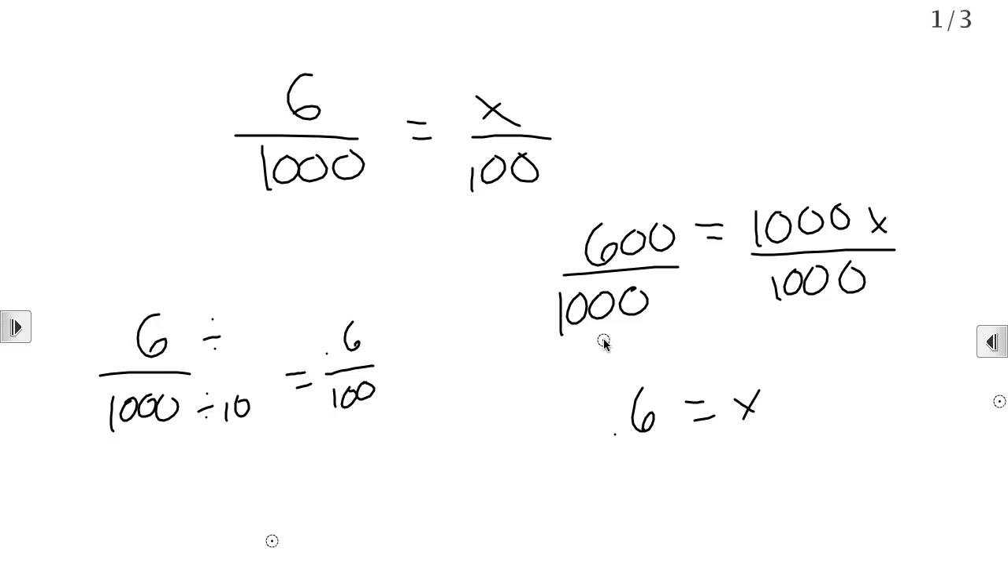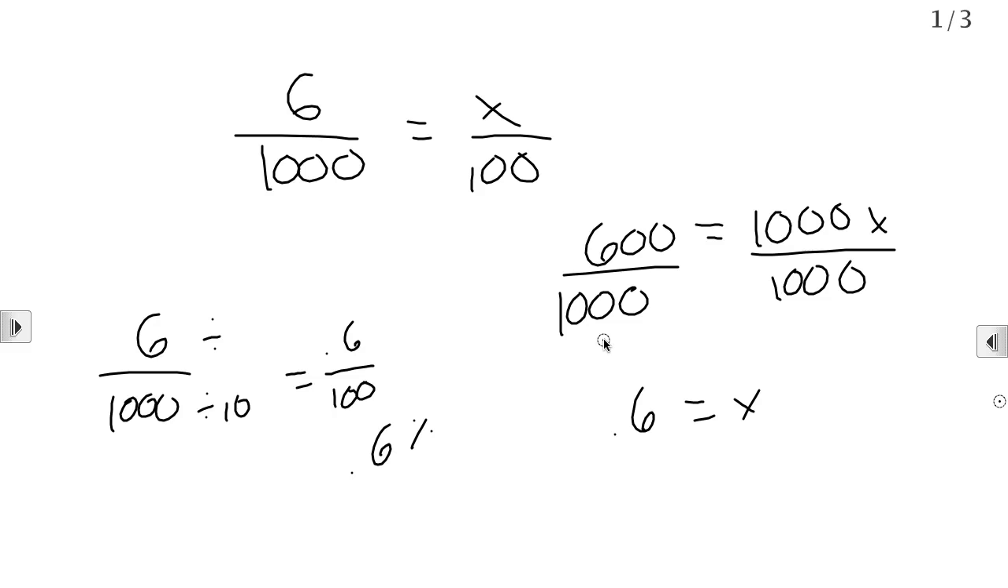Now, by definition, percent means per 100. This is a percent, 0.6%. Percent means per 100. This is per 100. You don't have to multiply by 100. That's the definition of percent. Parts out of 100. That's all the math. You ready to get started?